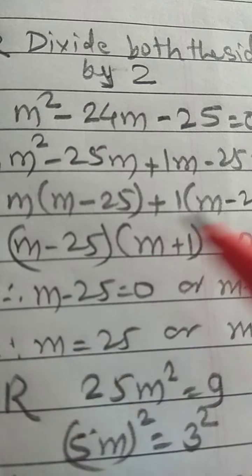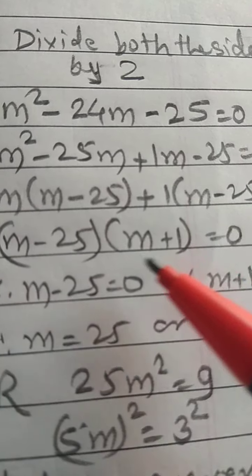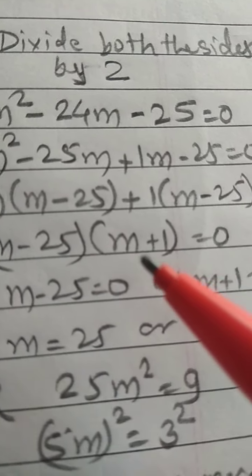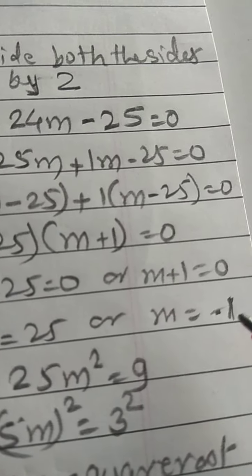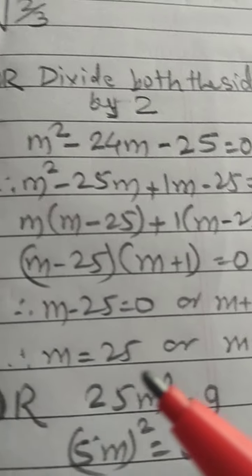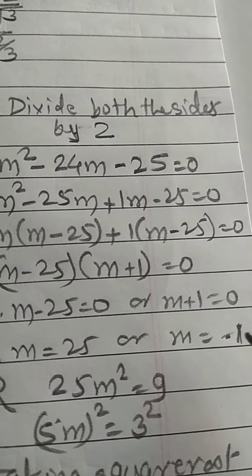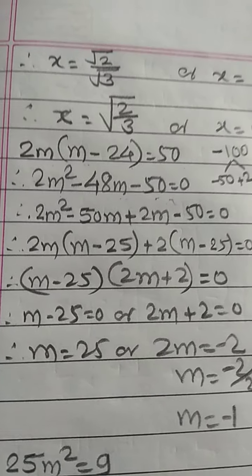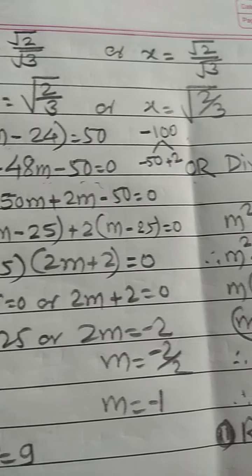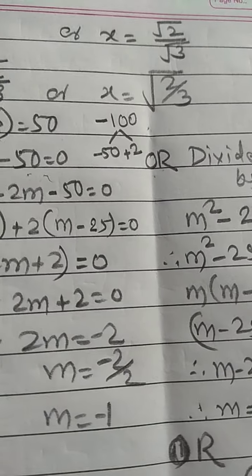m minus 25 is now common. What remains is m plus 1. Either m minus 25 equal to 0 or m plus 1 equal to 0. Therefore m equal to 25 or m equal to minus 1. So m equal to 25 or m equal to minus 1 are the roots of the quadratic equation. From both these methods we are going to get the same answer.